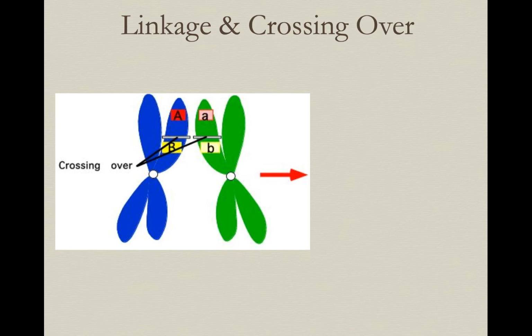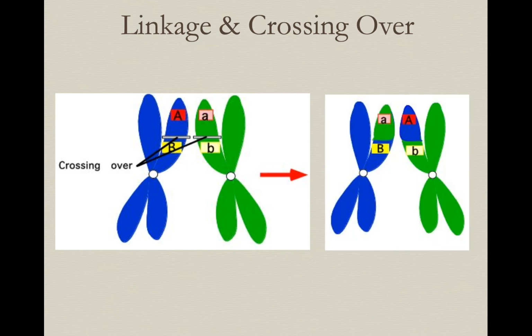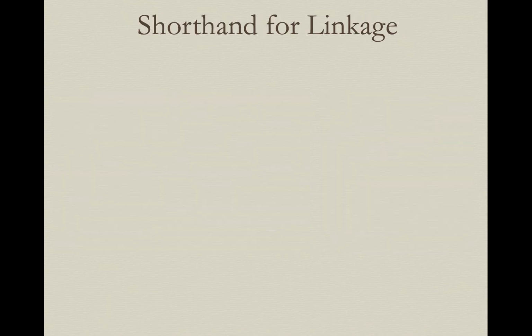In contrast, if the A and the B allele were more widely spaced on the same chromosome, then there's a much higher chance that crossing over is going to occur somewhere in between the A and the B locus, in which case you would now get a combination of little a, little b, and big A, little b. You're more likely to get even representation of all four of these haploid types.